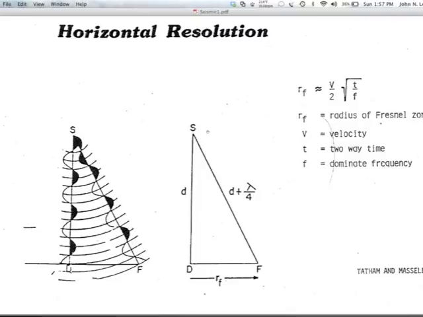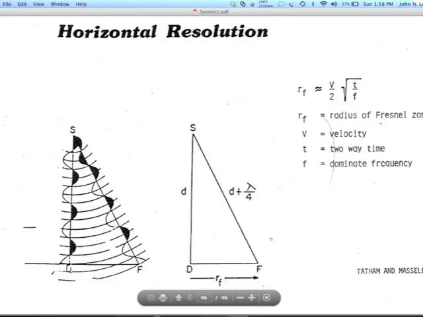Okay, so we make this little triangle here. The source is at the top. Here's the depth to point D. And then the sideways distance to point F, how far away does it have to be? To see it as a different reflection, it's got to be at distance D plus at least lambda over 4, right? Lambda is the wavelength of the wave, divided by 4. Remember, lambda is equal to V over F. So the higher the frequency, the smaller the lambda, and the smaller the lambda, the less these two legs are different, and the smaller the base of this triangle will be.